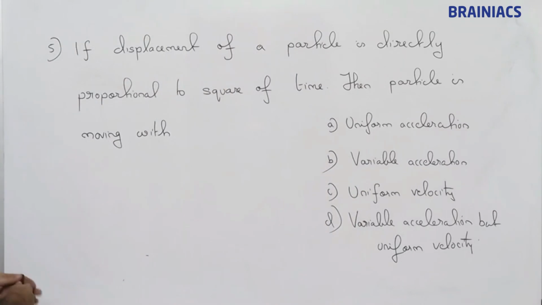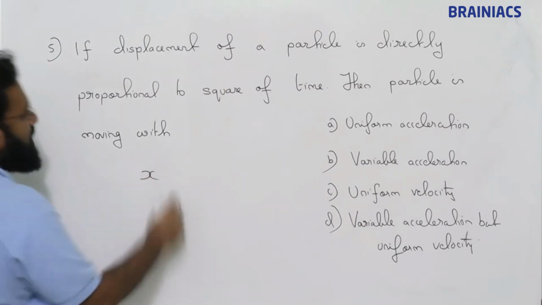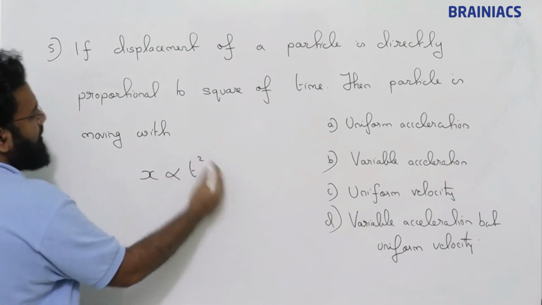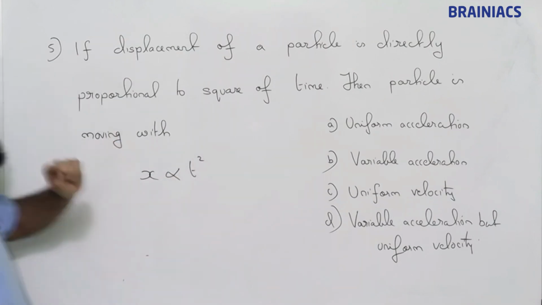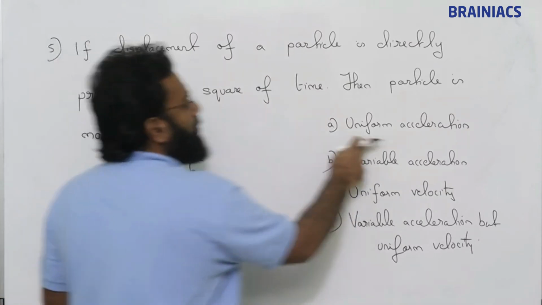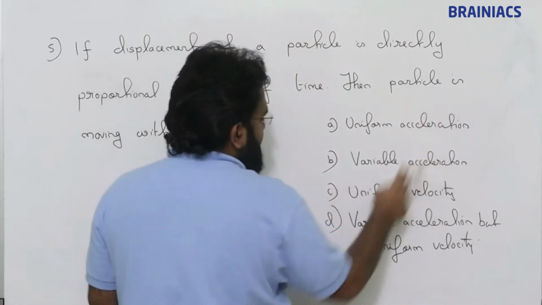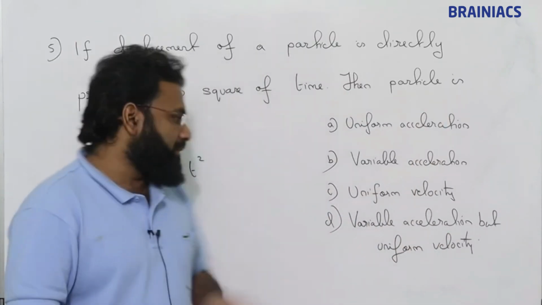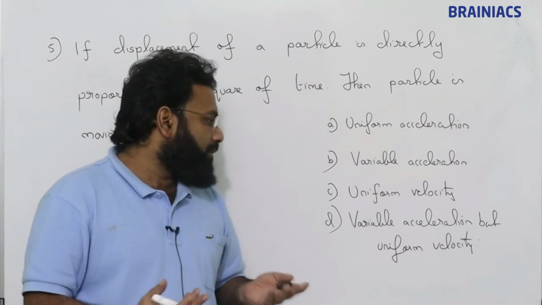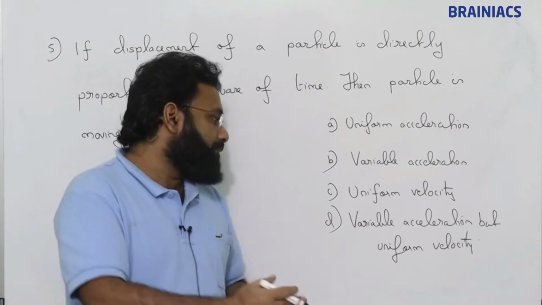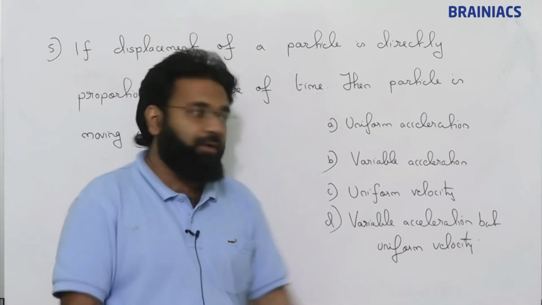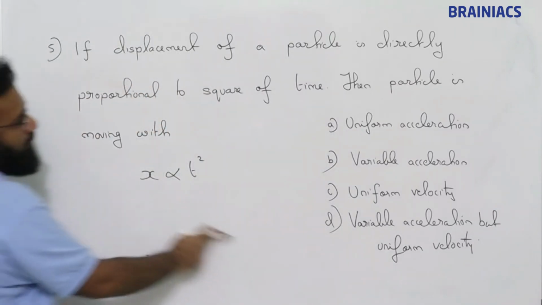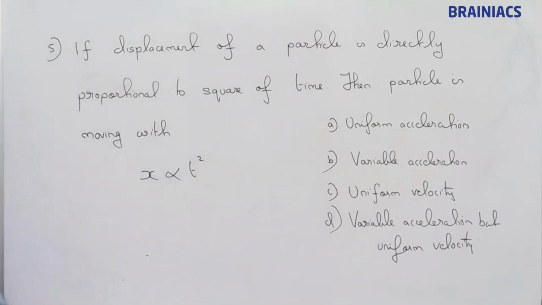If the displacement of a particle is directly proportional to the square of time, then the particle is moving with: uniform acceleration, variable acceleration, uniform velocity, or variable acceleration but uniform velocity. Does this fourth option make any sense? Acceleration itself is variable, but the particle is moving with uniform velocity. Absolutely not possible, I think. So three options we need to check whether they are correct or not.